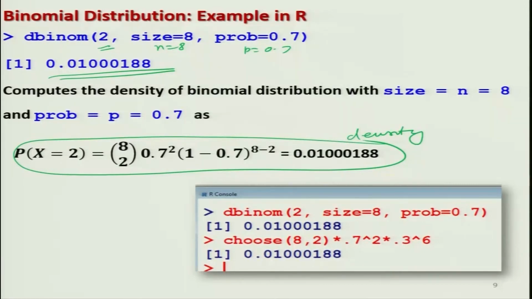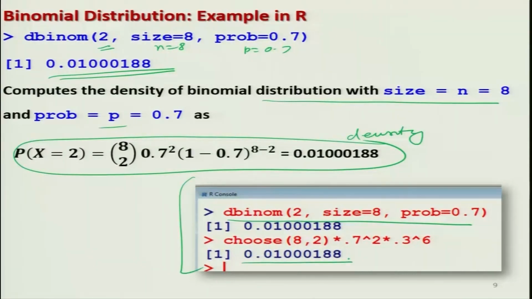You can see here that this computes the density of the binomial distribution with size equal to n and prob equal to p, and both the values are going to be the same. If you compute these values on the R console also, you can see that this you have obtained from the R software, and this you have obtained from the direct computation. So the probabilities that you were trying to compute manually can be computed directly on the R console also.